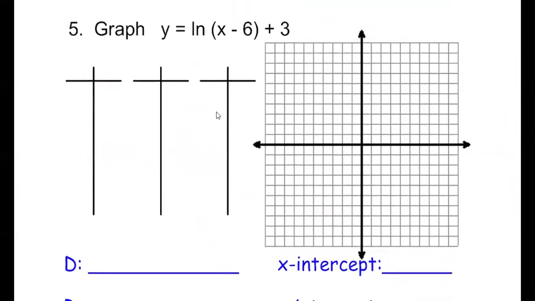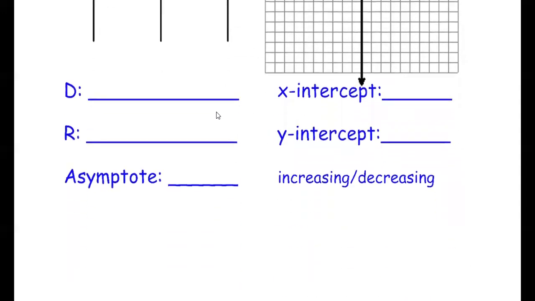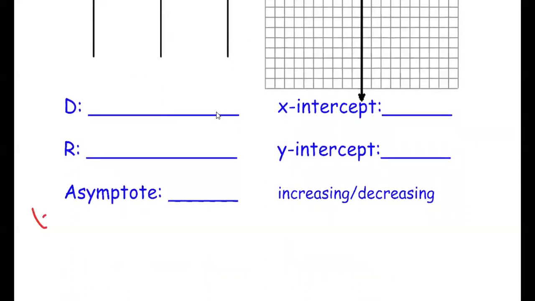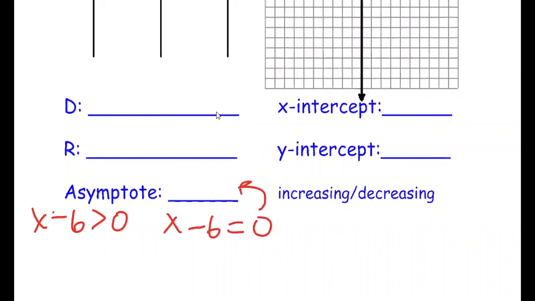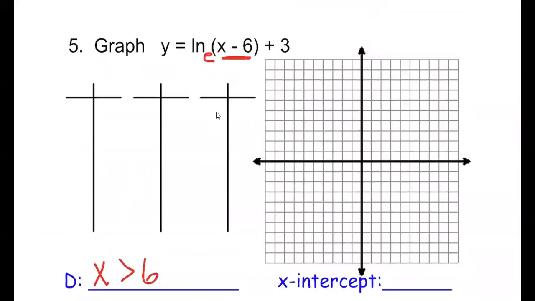So if I wanted you to graph the ln of x minus 6 plus 3, what I need you to understand is that the base is still e, so it is a growth graph. It's going to go up left to right. X minus 6 is on the inside. That's going to help me with my domain and asymptote. Where is x minus 6 positive, and where does x minus 6 equal 0? There's my asymptote at 6. My domain would be x is greater than 6. My range stays at all reals. Okay, and this should be an increasing graph because my base is bigger than 1.